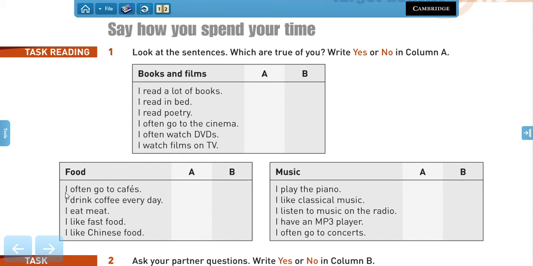Do you often go to cafes? Do you drink coffee every day? Do you eat meat? Do you like fast food? Do you like Chinese food? Right? And try to practice the same for the rest as well. The idea is for us to talk about this, so maybe we can share our thoughts in the next online meeting we have, right? And practice a bit of speaking. Let's see if we have things in common or not. All right? So let's move on to the next part.